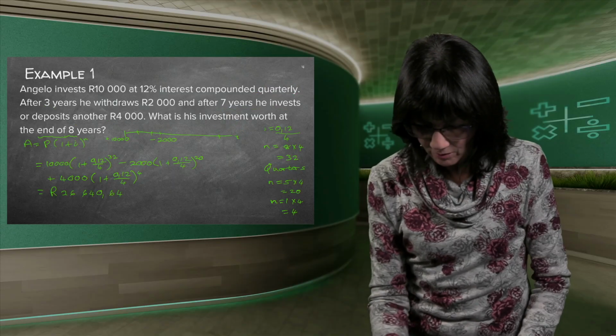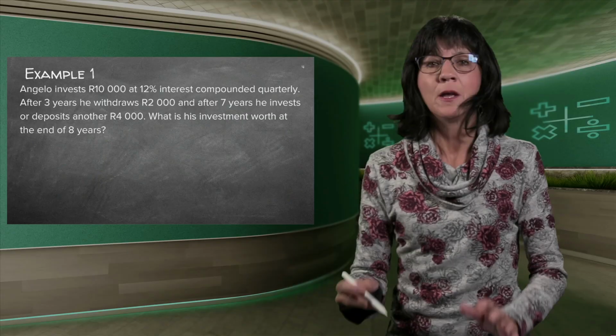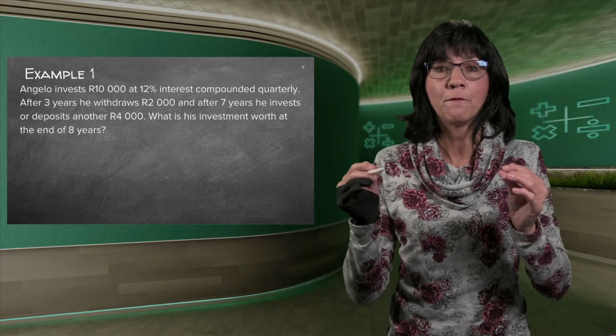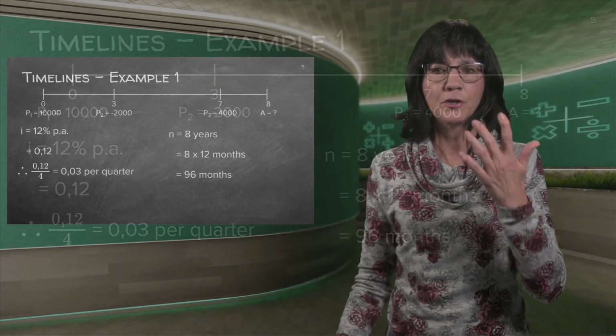Good. So it's still the normal formula, A is equal to P(1 plus i) to the power of n, but now I'm using it a few times in one sum, and that is why the timeline is so very, very important. You actually cannot do this without a timeline. You're going to do it all on your own.